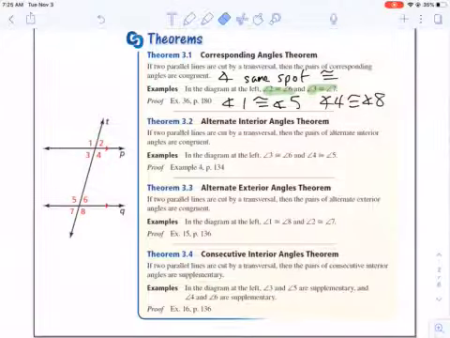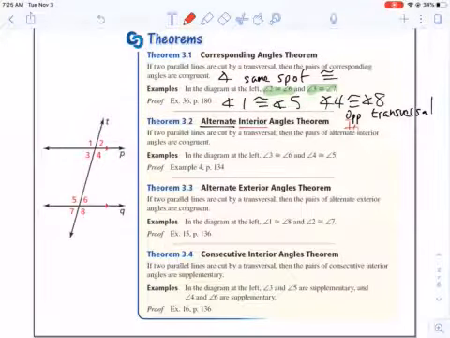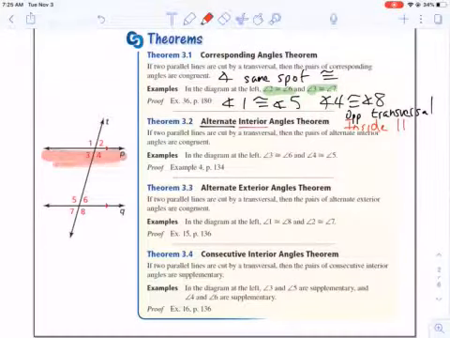The next one we have is alternate interior angles. The alternate means that they're on opposite sides of our transversal. Interior means they are inside our parallel lines. So let's look at where that is. Inside would be right here. T for transversal, so 3 and 6, 4 and 5.